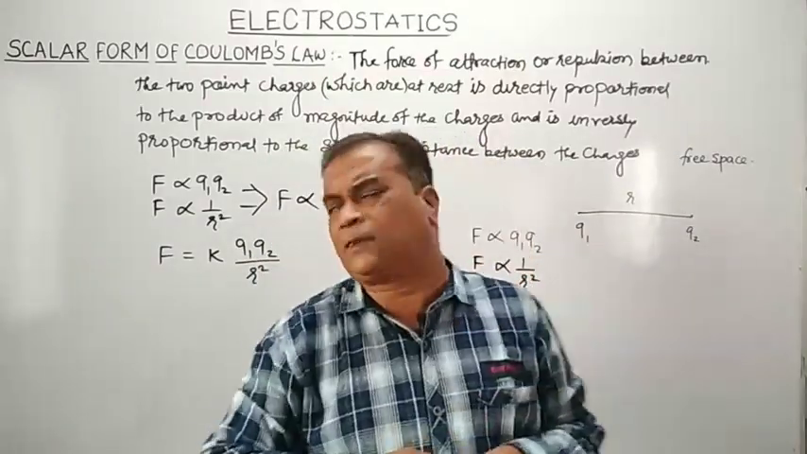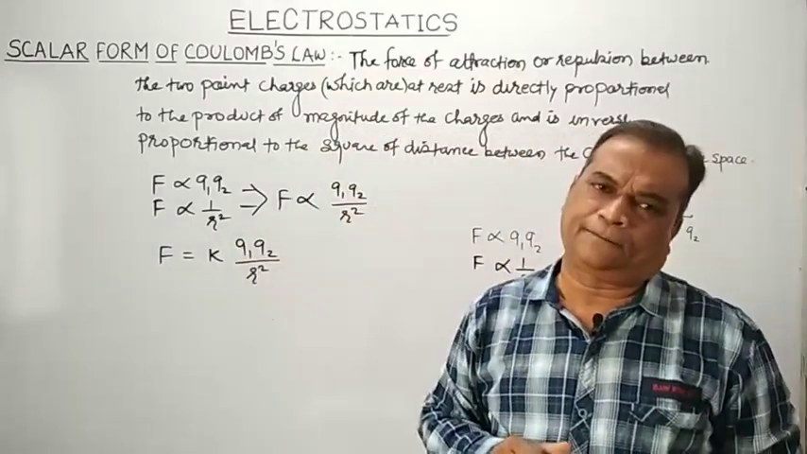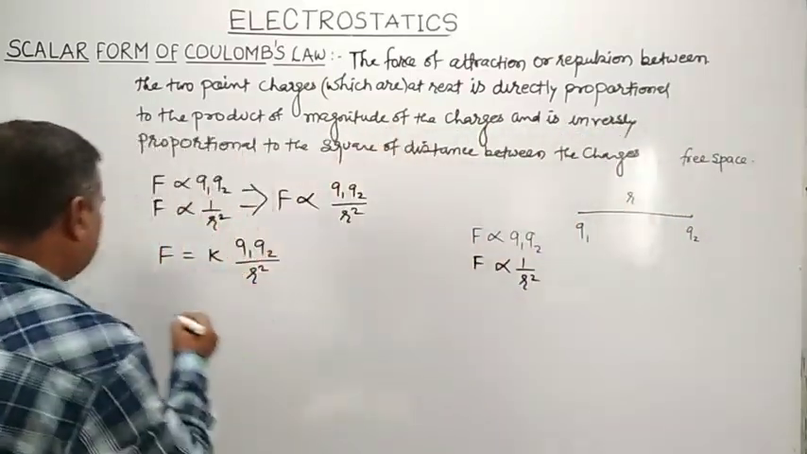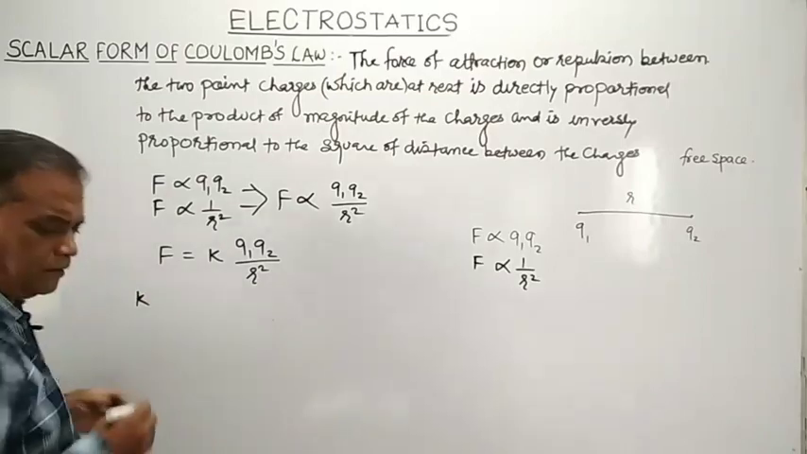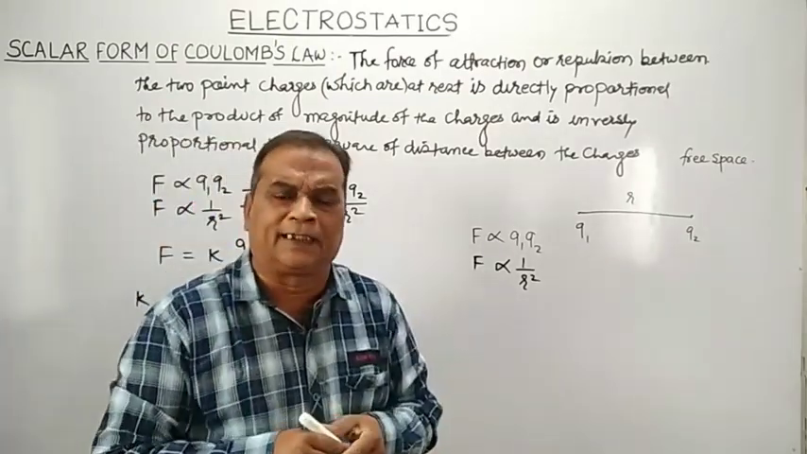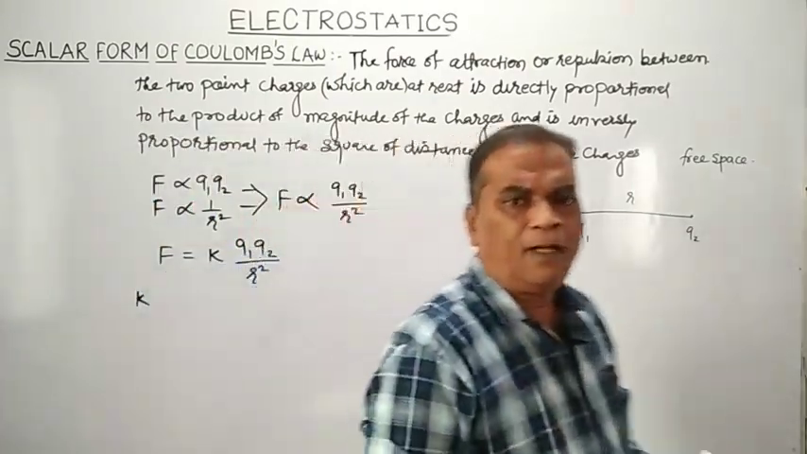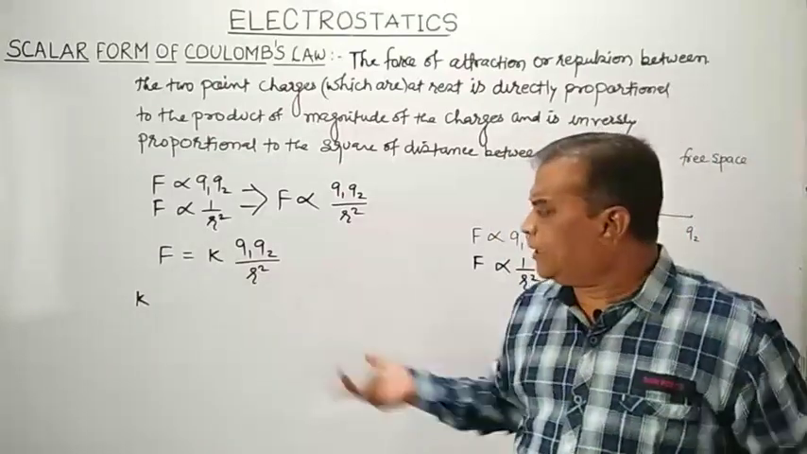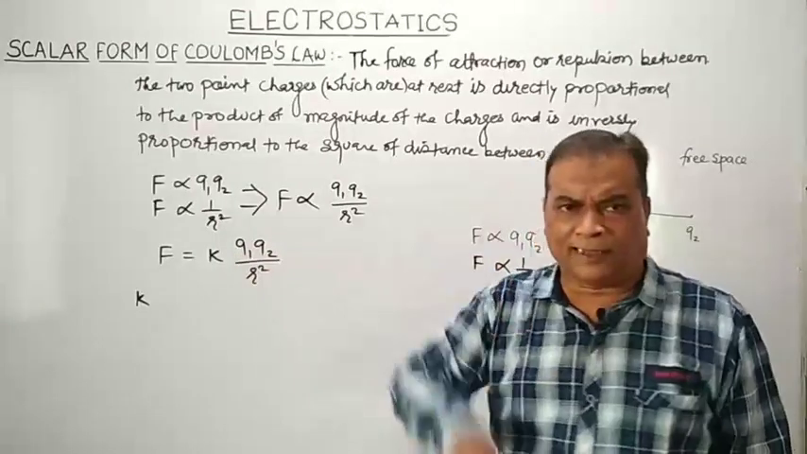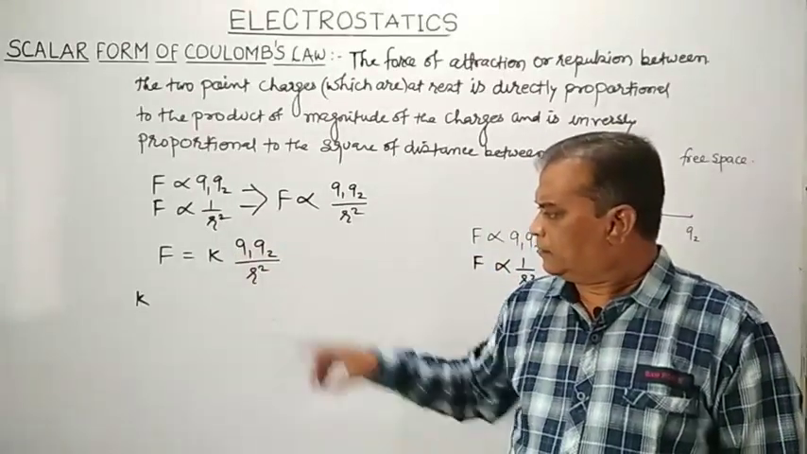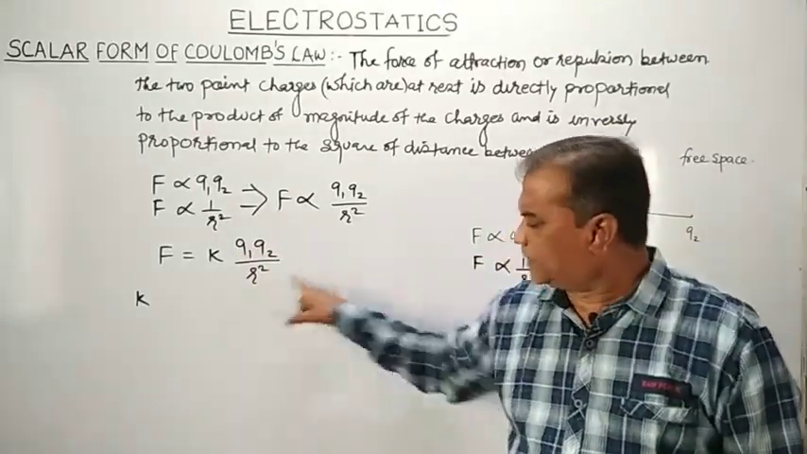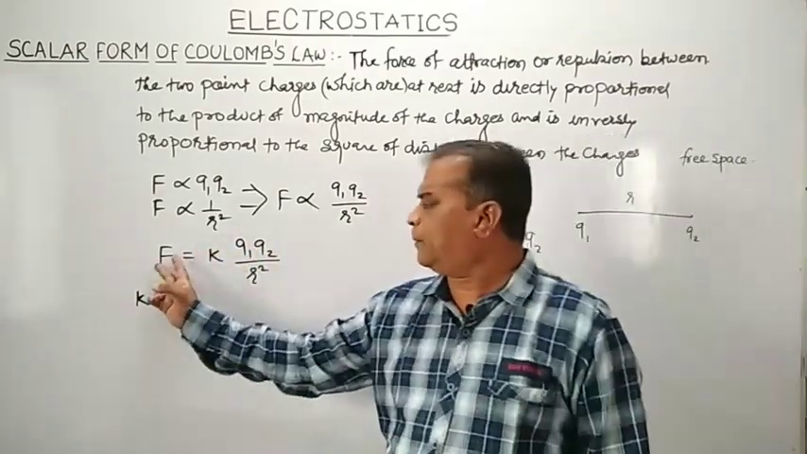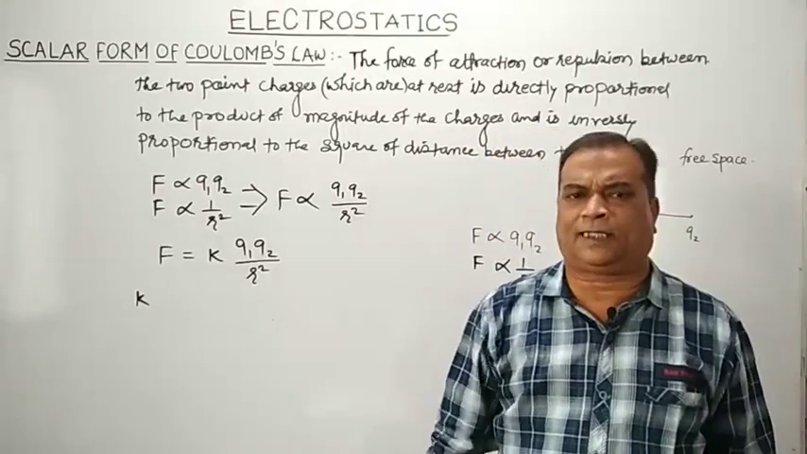Here k represents the constant of proportionality, and its value will depend on the unit in which we measure the two charges, the unit in which we measure the distance of separation between the two charges, and the force of attraction or repulsion between the two charges.